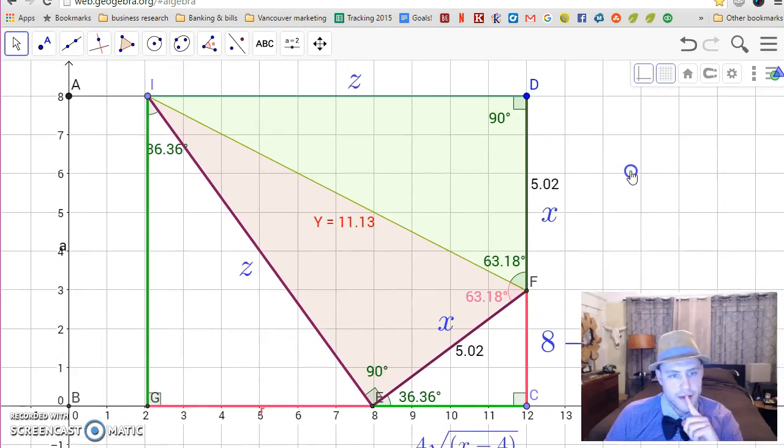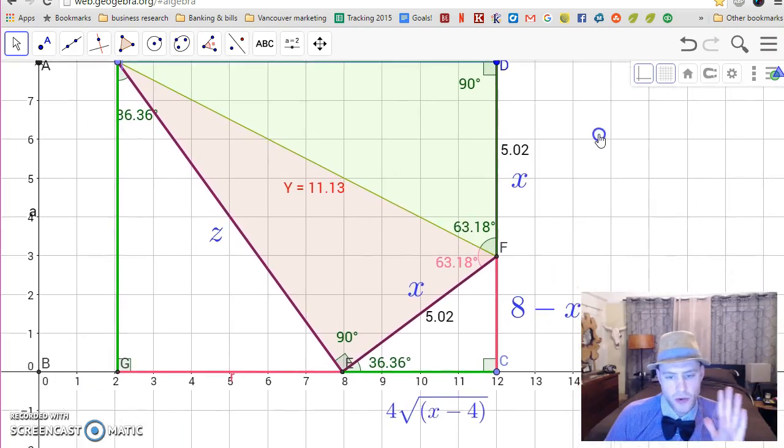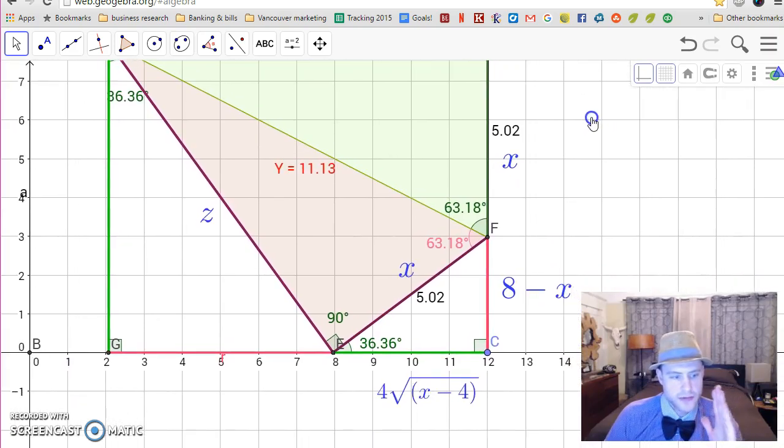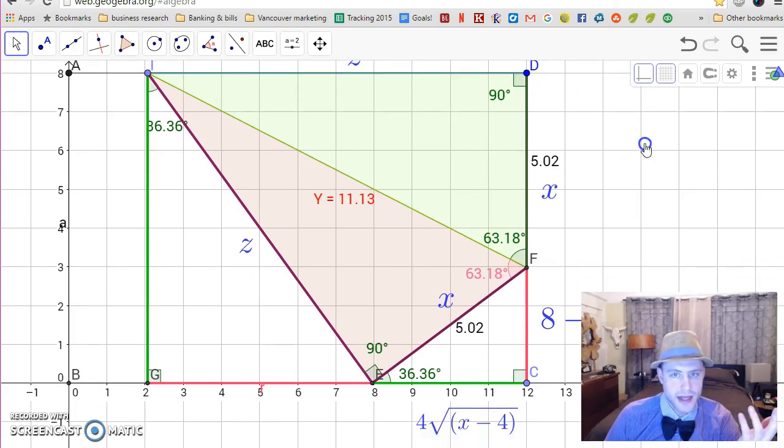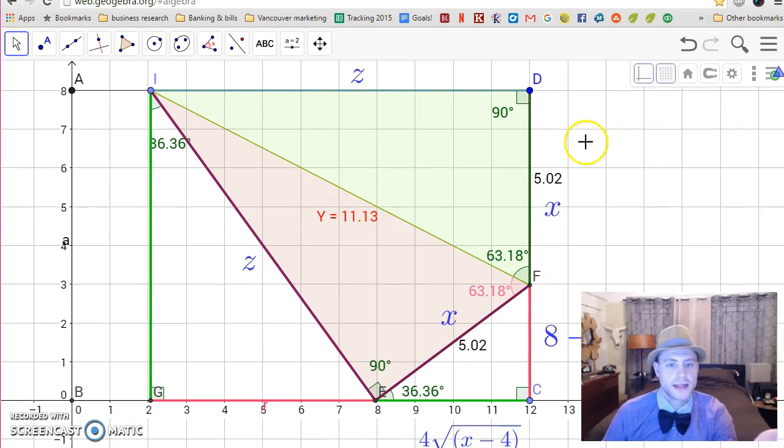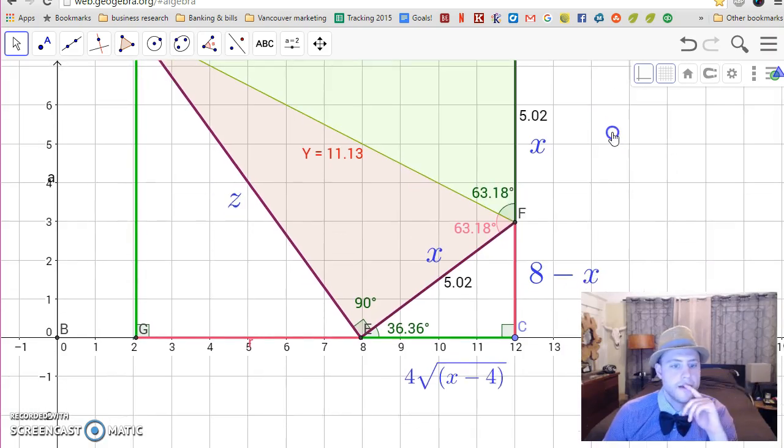So remember the whole reason we're trying to do this and looking at it a different way is because we want to express z in terms of x's. If we can do that, then we can write y as a function of just x, and then we're good.